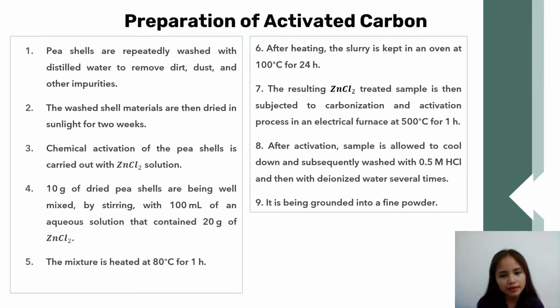After the heating process, the slurry is kept in an oven at 100 degrees Celsius for 24 hours. The resulting zinc chloride treated sample is then subjected to carbonization and activation process by using electrical furnace at 500 degrees Celsius for 1 hour. After the activation process, the sample is allowed to cool down and subsequently washed with hydrochloric acid before being washed with deionized water several times. And lastly, it is ground into a fine powder.